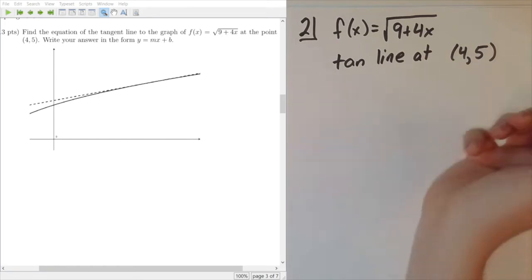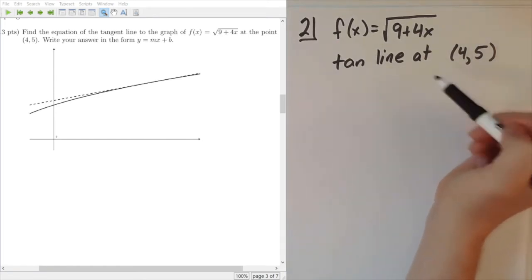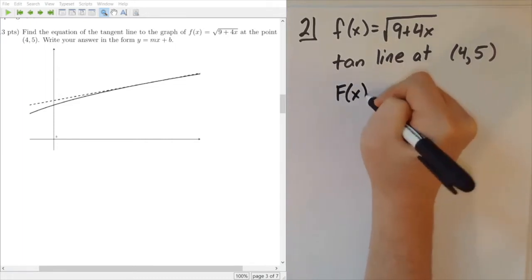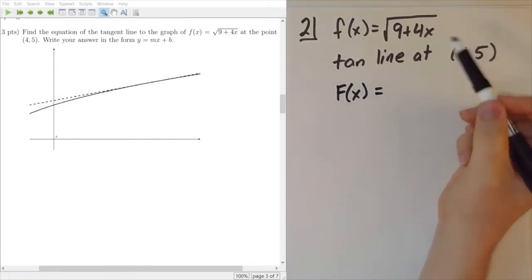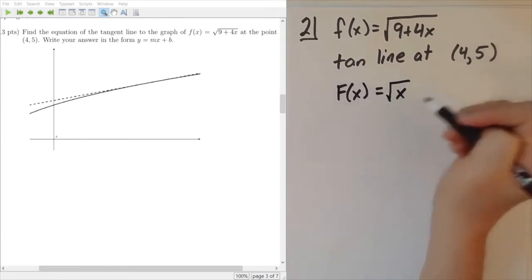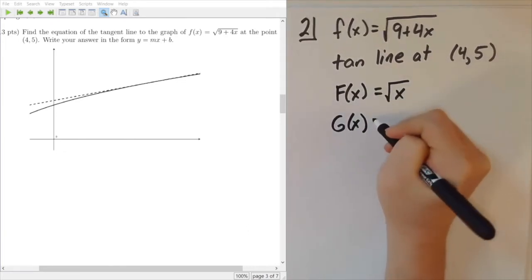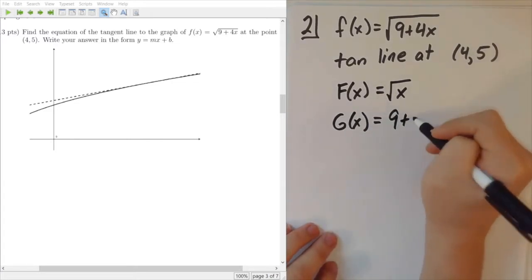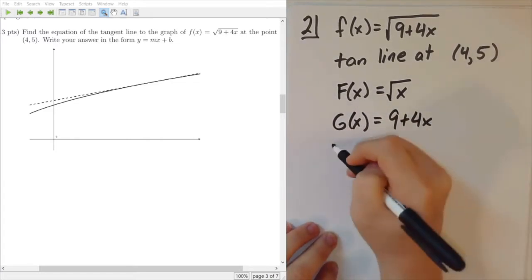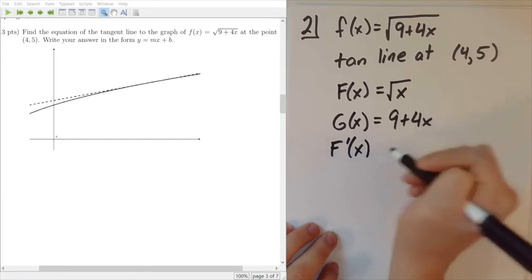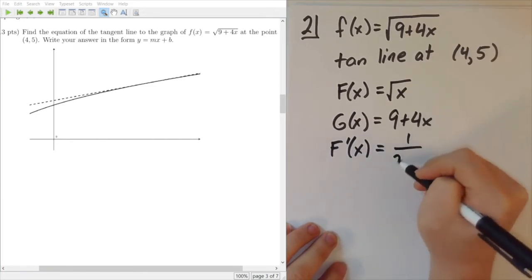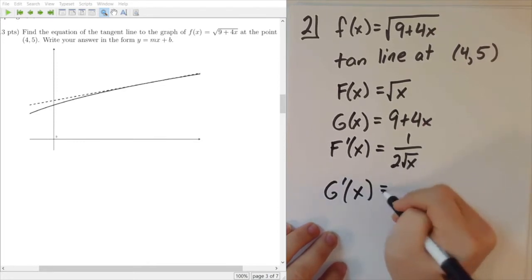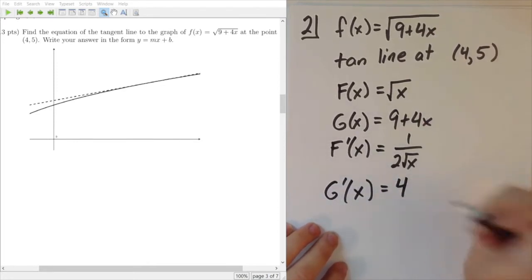As usual, our first thing to do is to find the derivative. This is going to be another of these chain rule questions. So f of x here is the square root of x, and g of x is 9 plus 4x. The derivative of f is 1 over twice the square root of x, and the derivative of g is just 4.